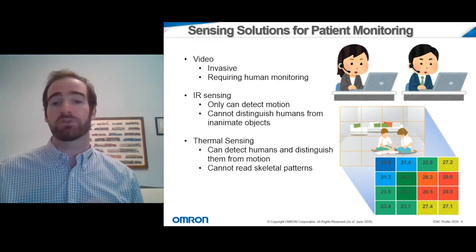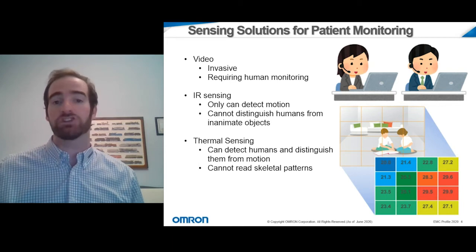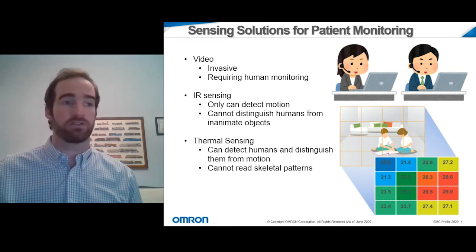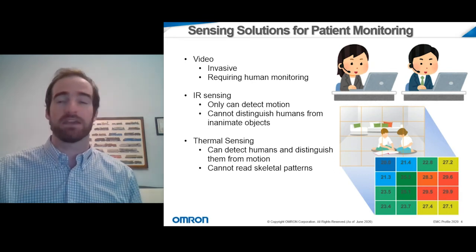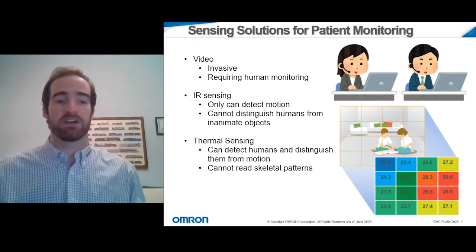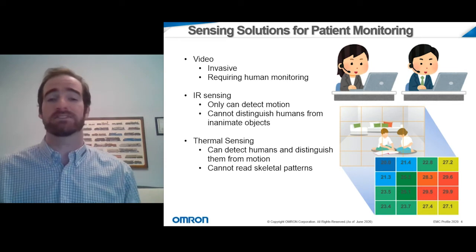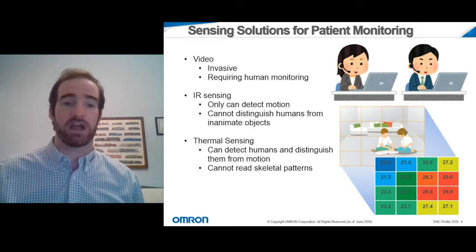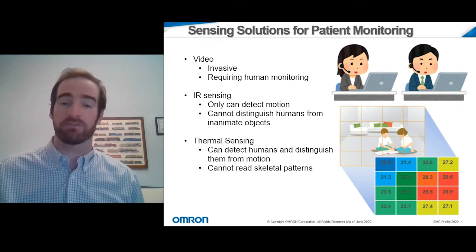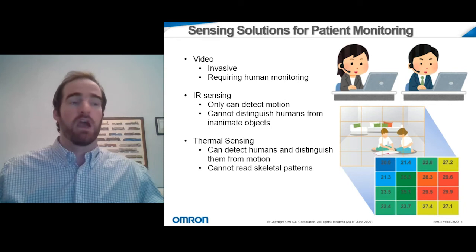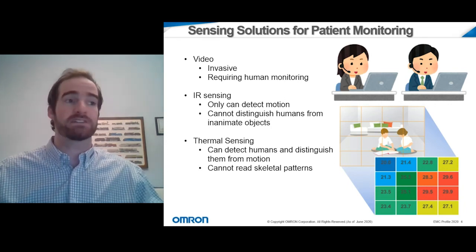And of course, it also requires another set of people who are going to be monitoring those video feeds and making sure that a person is not going through any sort of incident. So there's not really an automated system to make those video feeds work to the best of their ability. IR sensing is very common, a very cost-effective solution, using IR sensors to track motion around a room, making sure that a patient is not up and moving around in the middle of the night, or tracking their activity. But traditional IR sensing being a very cost-effective solution, it also can be a very simple solution.